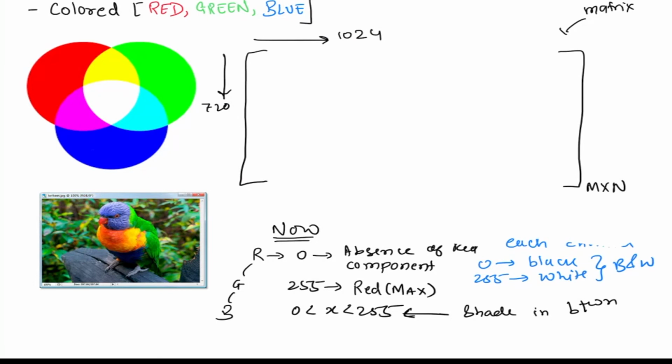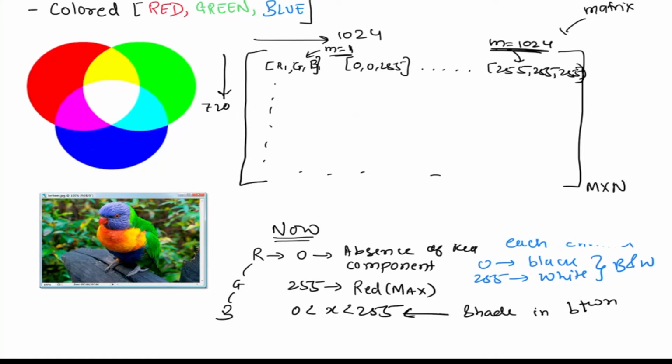Now how do we present all this information in the form of a matrix? So if this is our matrix, it has 1024 pixels horizontally and 720 pixels vertically, assuming that is the dimension of the image. We have each element in the matrix represented by an array of three elements, RGB. So if we were to represent blue, it will be 0, 0, 255: 0 red, 0 green, 255 blue. And white is 255, 255, 255.